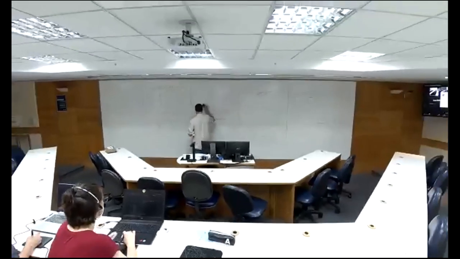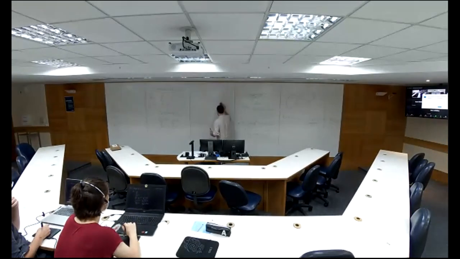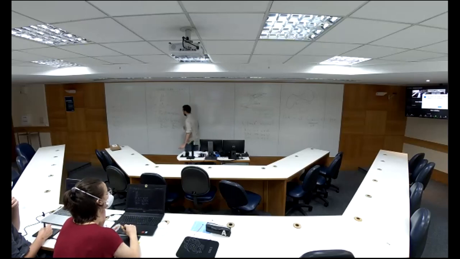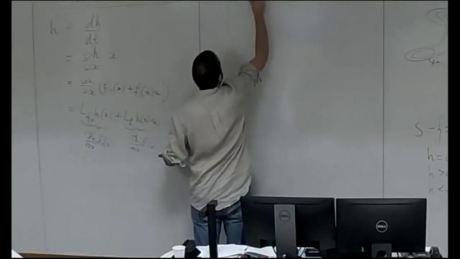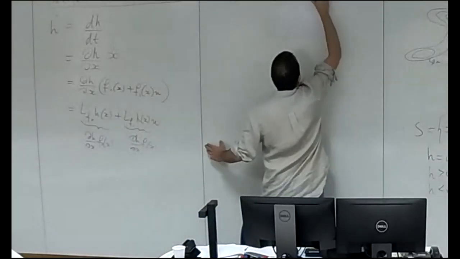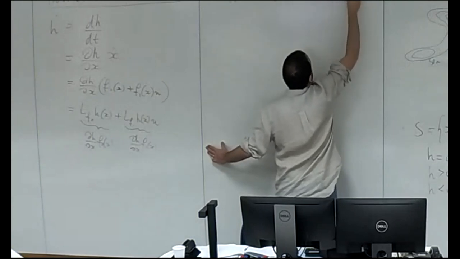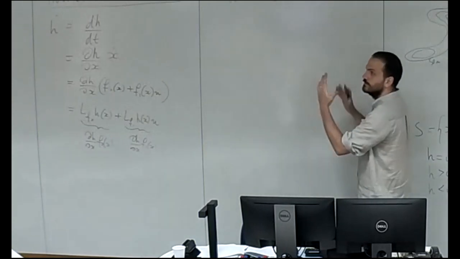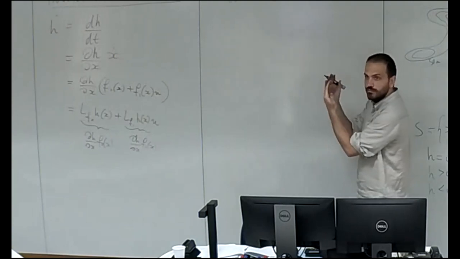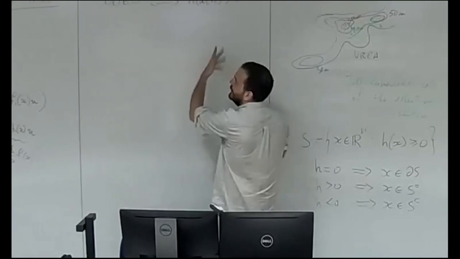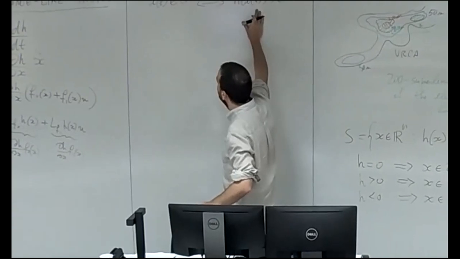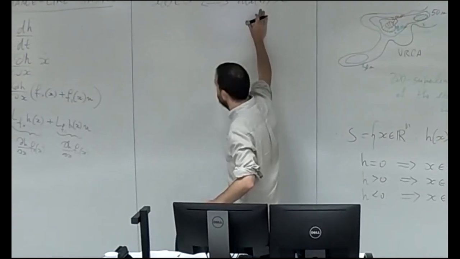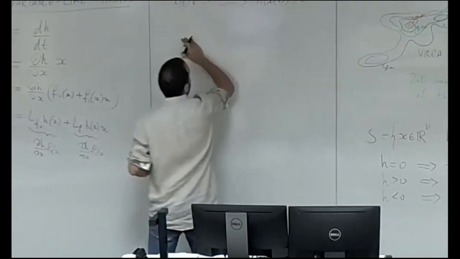So now that we know how it moves, how do we keep it safe? x of t has to be in S, equivalently, h of x of t has to be positive, that is, in the set of real values greater than or equal to 0. That's the set theoretic version.